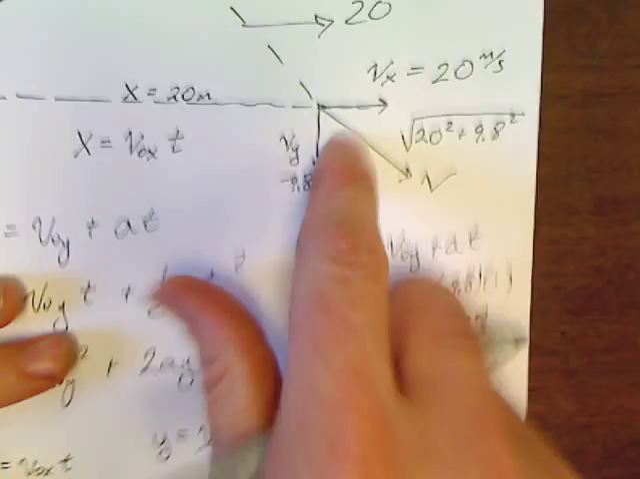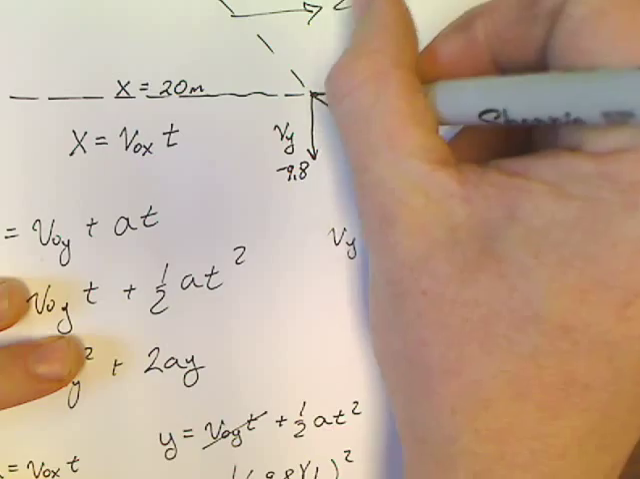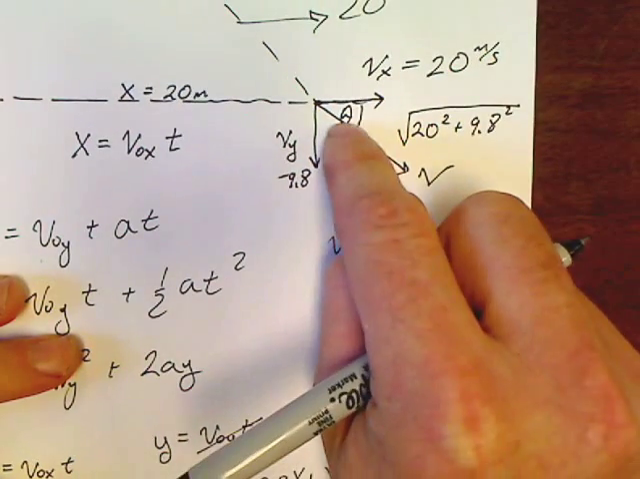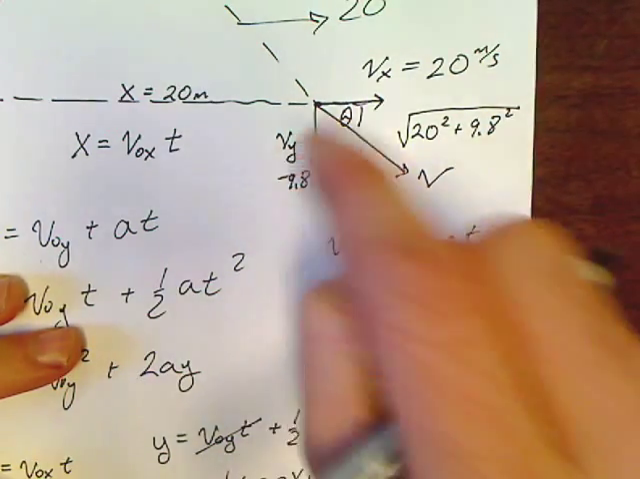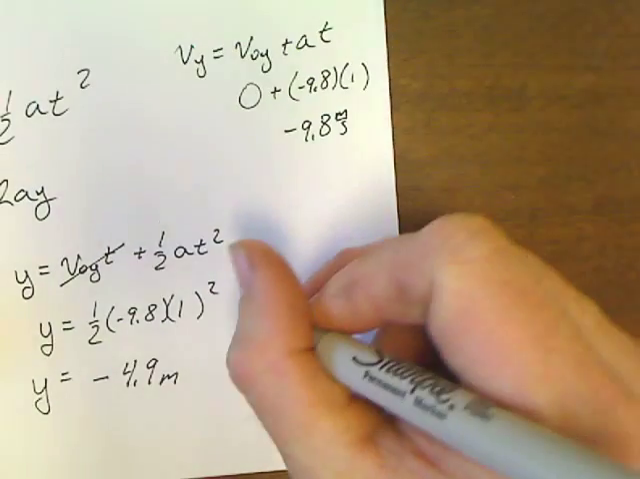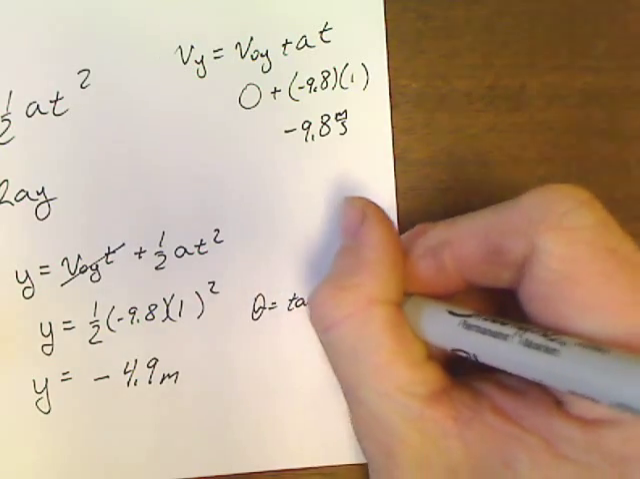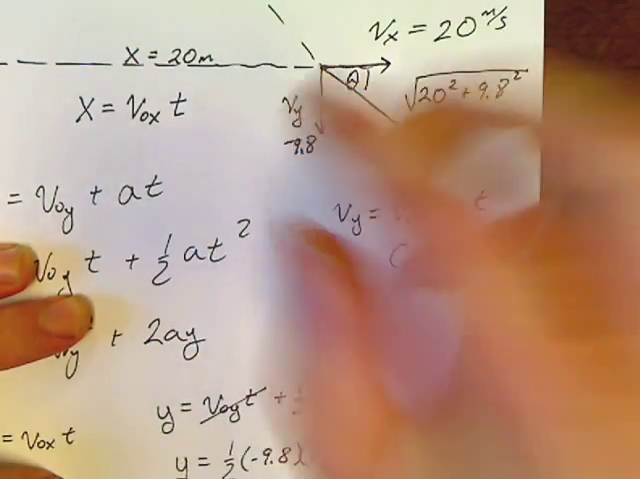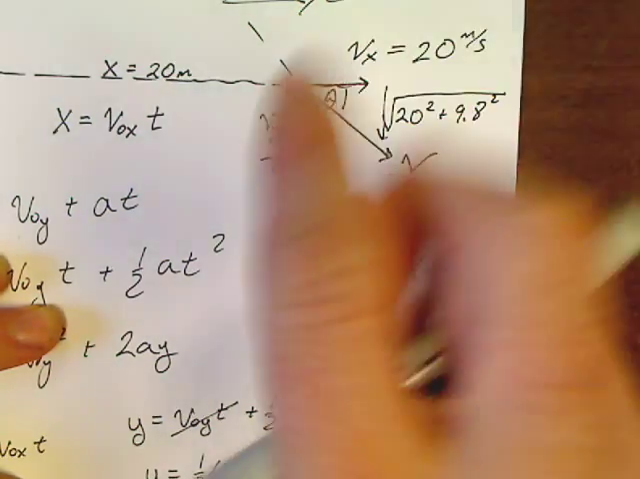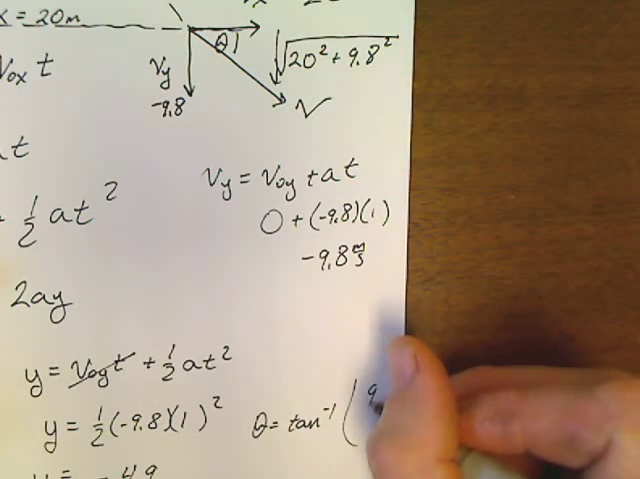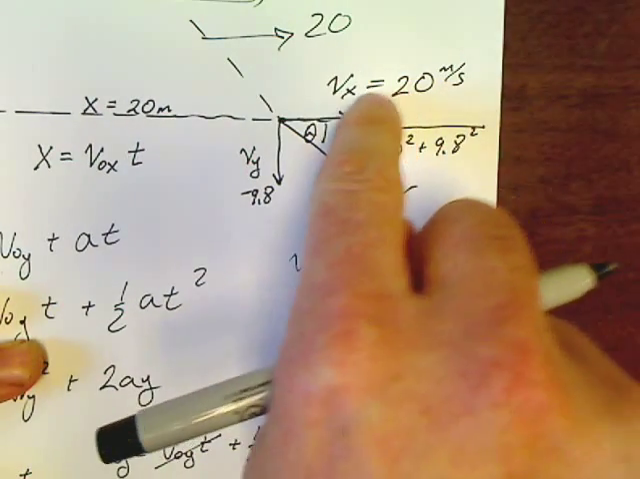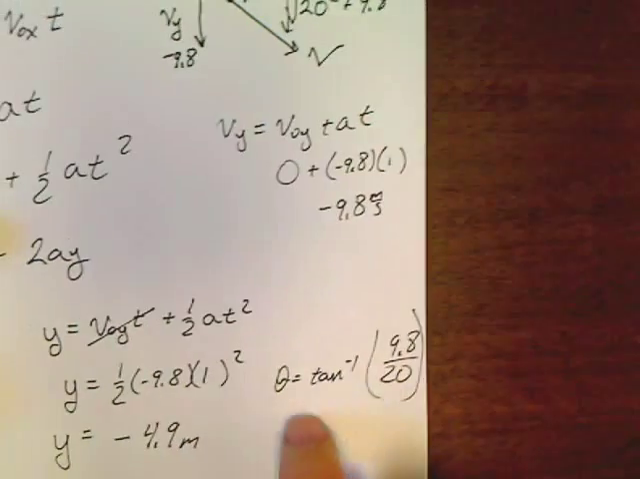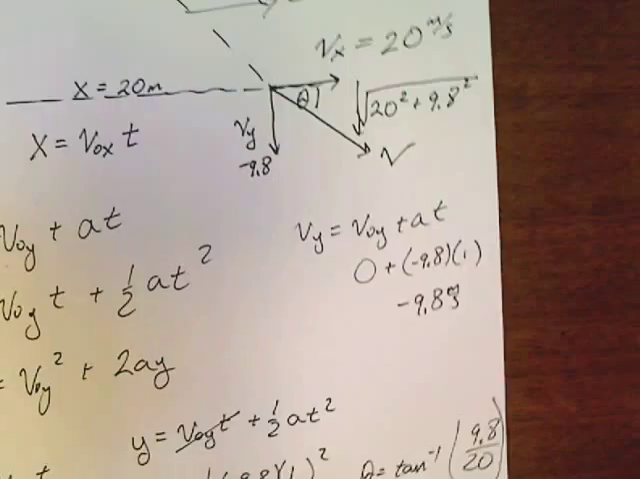If you wanted to find this angle it hits at, cool. Use tangent, just like in the vector video. Theta would be equal to tan inverse of the opposite, which this Vy is my opposite. It'd be 9.8. The y component's always your opposite in these vectors. And then your adjacent component is the x over 20. Plug that in, and you've got all of that information.